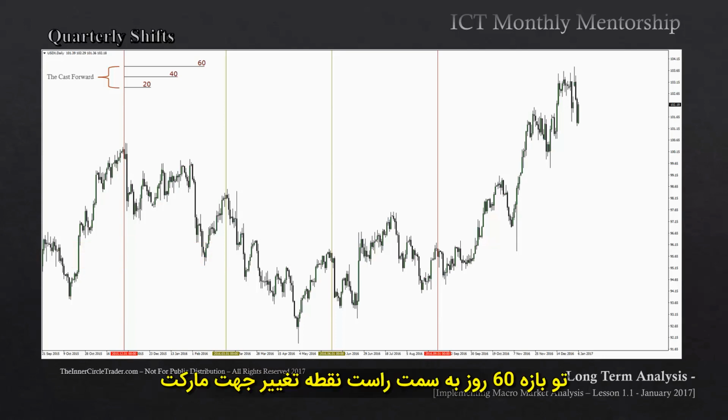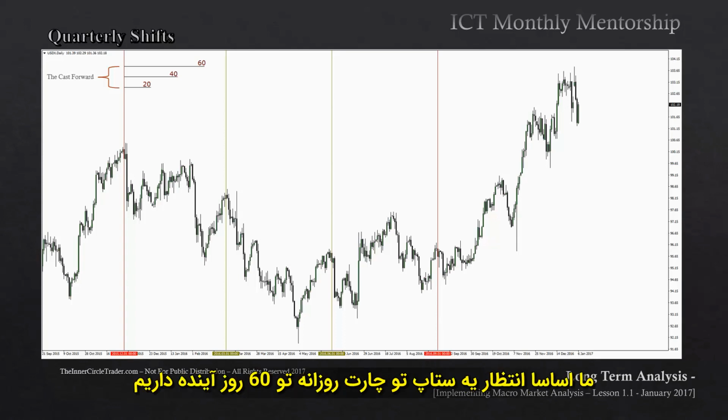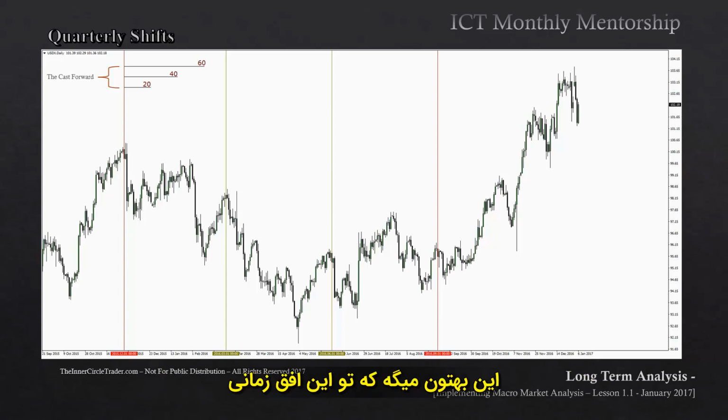In the range of 60 days to the right of our market structure shift delineation that we have at December 1st, 2015, we expect a setup on the daily chart essentially in the next 60 days. So that tells you a time horizon. You could have to wait sometimes as long as 60 trading days.